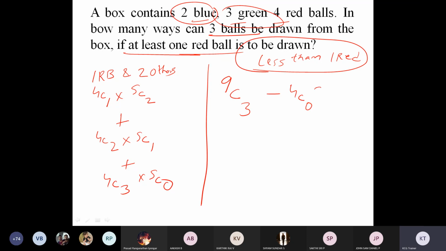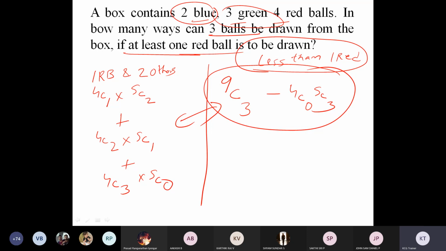That is 4C0 and 3 balls from other. These both answers are same. There is only one possibility which is against the condition, that is 0 red and all three other balls. So 4C0, selecting 0 red from 4 red balls, and 3 balls from other categories. 9C3 minus this answer is exactly the same answer as in the normal process.